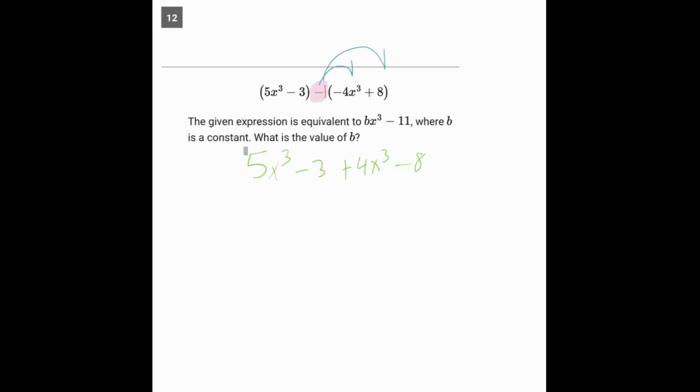Now we can just combine like terms. This will combine with this. 5x cubed and 4x cubed is 9x cubed. And -3 combined with 8 is simply -11. They said the answer is bx cubed minus 11. What's b? So you can see that what's lining up with b here is the number 9, and that's our answer.